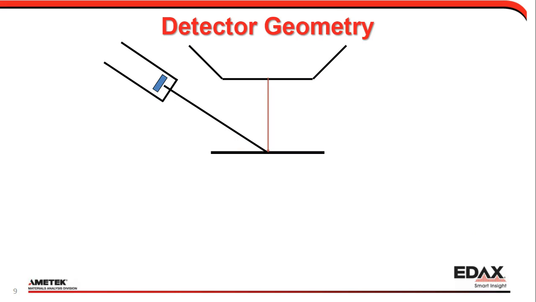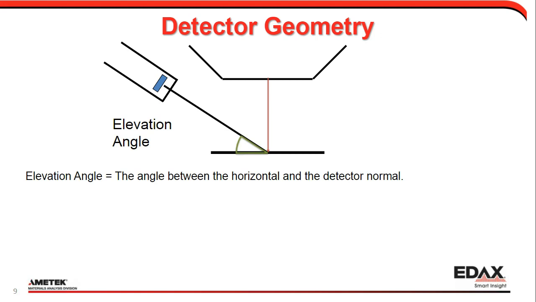To get into a little bit more detail, we need to talk about the geometry inside the system. So we have what we call an elevation angle, which is the angle between horizontal and detector normal. This is fixed whenever your detector is installed. It has nothing to do with the sample or anything like that, and generally it can't be changed. There's a few systems with it up and down.